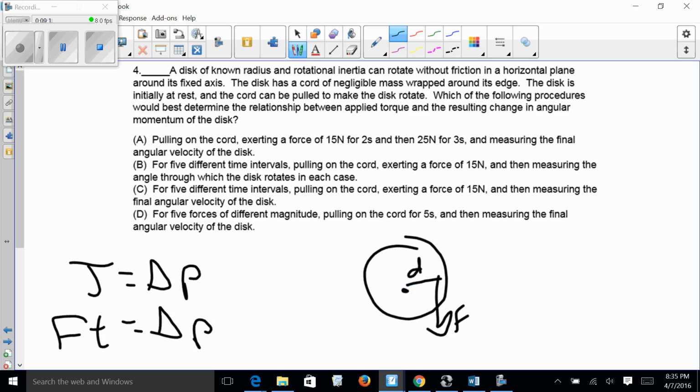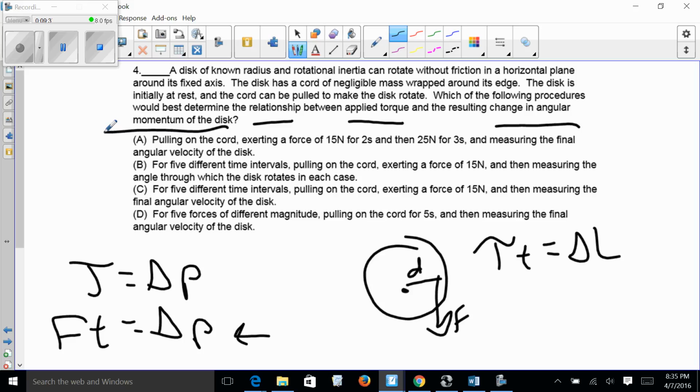So I could say that torque times time equals change in angular momentum. Force times time equals change in linear momentum. Torque times time equals change in angular momentum. So if I'm looking for an experiment that would let me see the relationship between torque and change in angular momentum, I would have to do something. So I could write this as force that's perpendicular to distance times time, right? And that would be torque times time equals change in L.